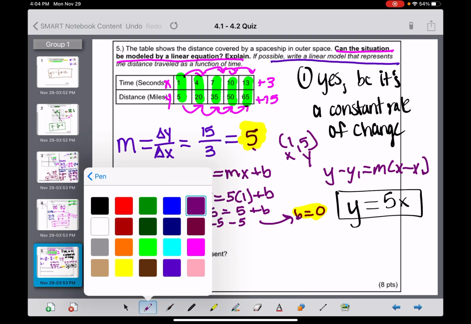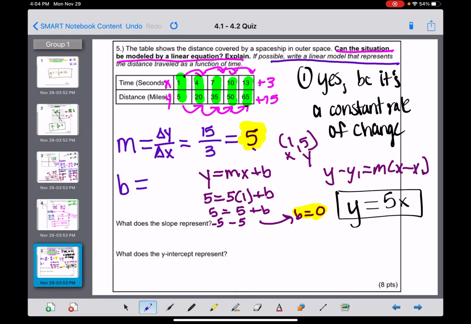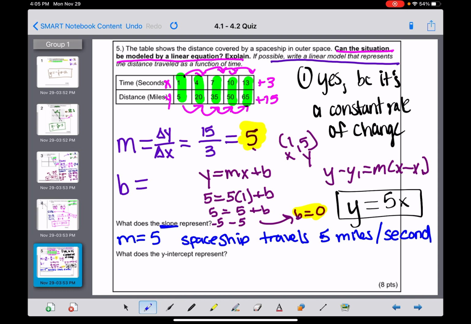Then it asks, what does the slope represent? My slope is 5. What does that mean in terms of this problem? Well, it means that the spaceship travels 5 miles per second. It's representing the spaceship's speed.